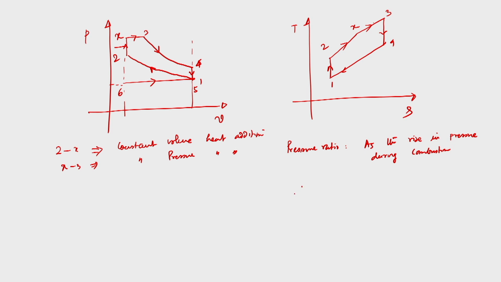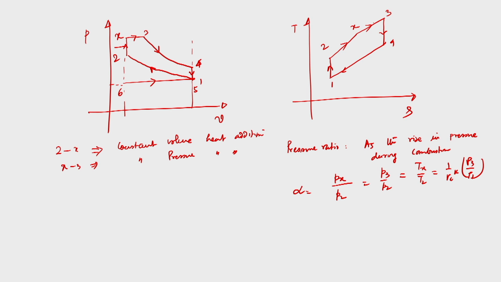So what is this alpha? That is Px by P2, or P3 by P2, the peak pressure ratio, which is equal to Tx by T2. I can write it in terms of compression ratio, that is 1 upon Rc to the power k into P3 by P1. That is alpha, known as the pressure ratio.